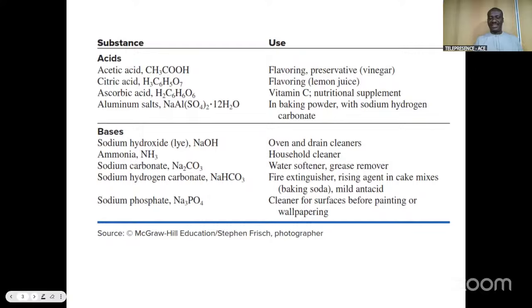What of bases? Sodium hydroxide. If you have a clogged drainage system, all you need to do is just prepare some solution of sodium hydroxide and pour it in there. It will clean up all the mess and, of course, allow the flow of liquid. Ammonia is also used as a household cleaner. So, the lists are just there for you to have a feel of why the study of acid-base equilibria is very, very important.